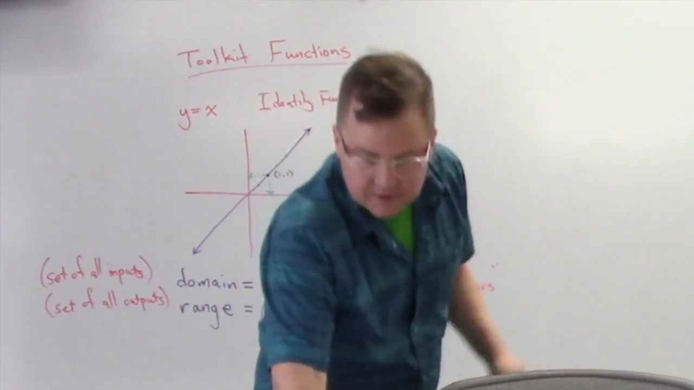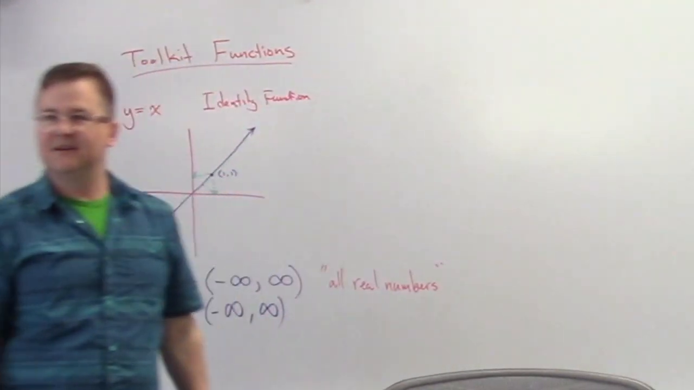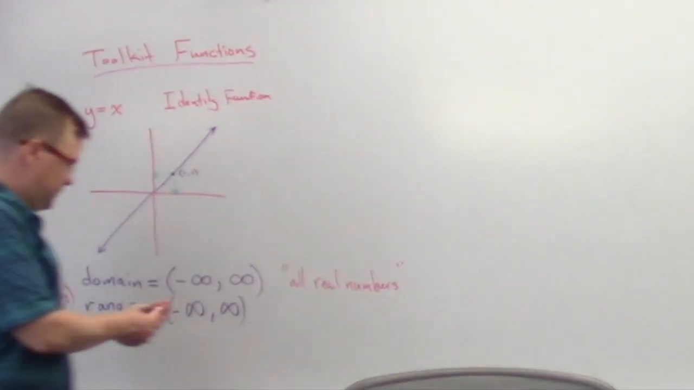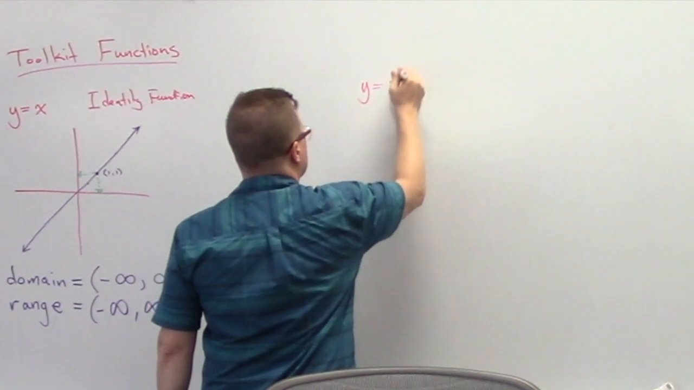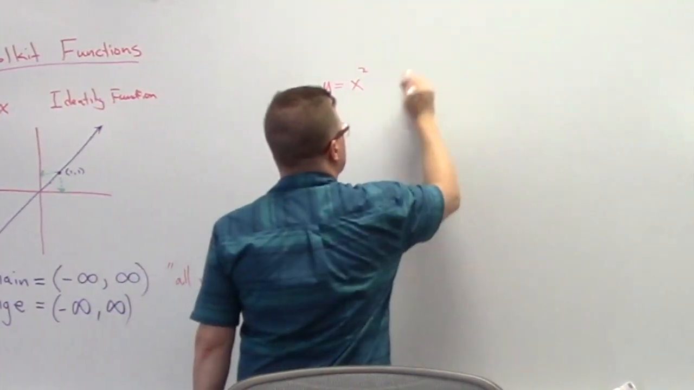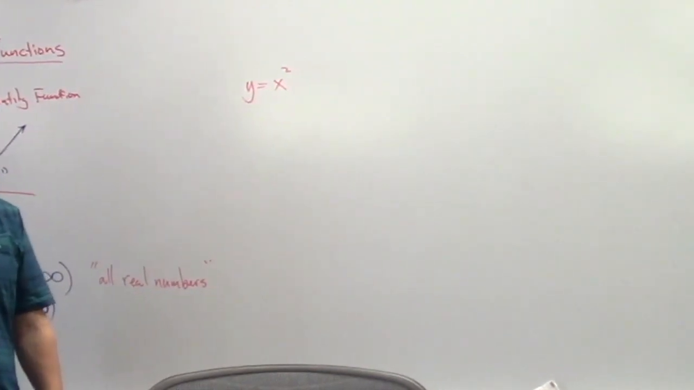So what's the next one? Yeah, I don't even have it handy. What is it? X squared. X squared, okay. They call this what? The quadratic function?